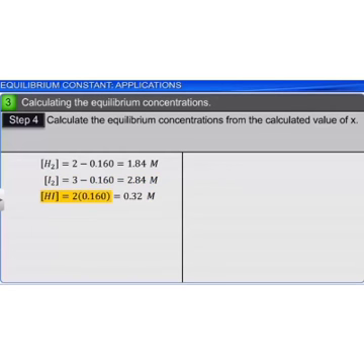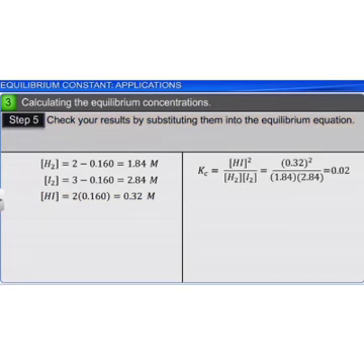Step 5: Check your results by substituting them in the equilibrium equation. On substituting the concentrations of hydrogen, iodine, and hydrogen iodide in the equilibrium equation, we get Kc is equal to 0.32 squared divided by 1.84 multiplied by 2.84. On solving this, we get the value of the equilibrium constant as 0.02. This is the same as the given value. Hence, the equilibrium concentrations are correct.